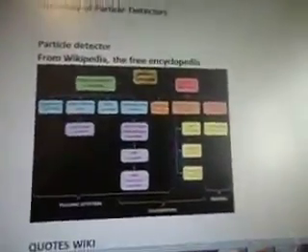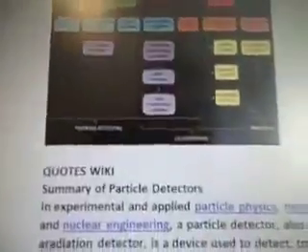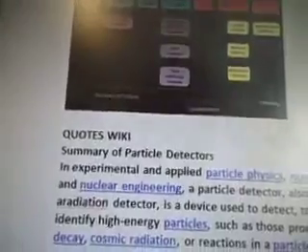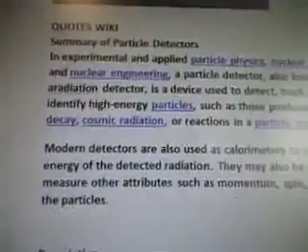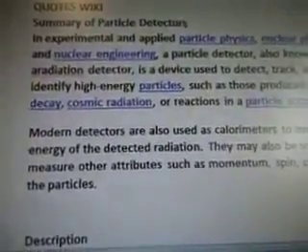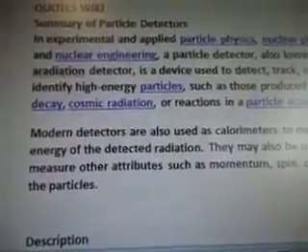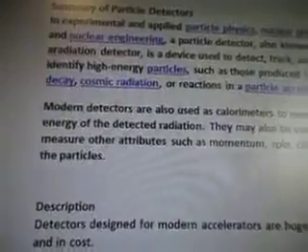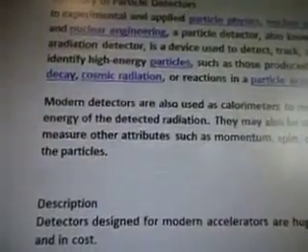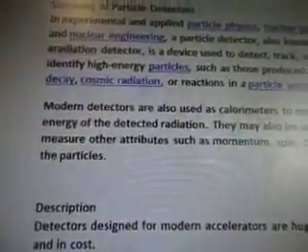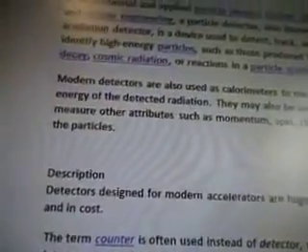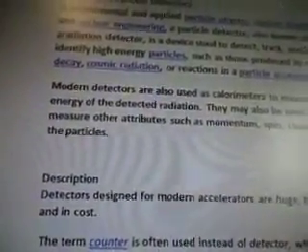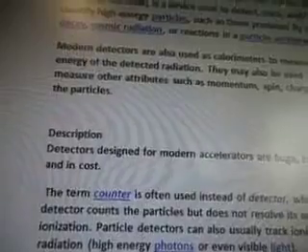Summary of particle detectors. A particle detector. Here's a picture of it. In experimental and applied particle physics, nuclear physics, and nuclear engineering, a particle detector, also known as a radiation detector, is a device used to detect, track, and/or identify high-energy particles, such as those produced by nuclear decay, cosmic radiation, or reactions in a particle accelerator.